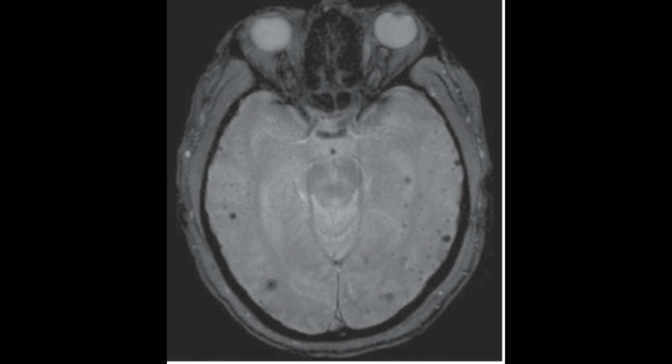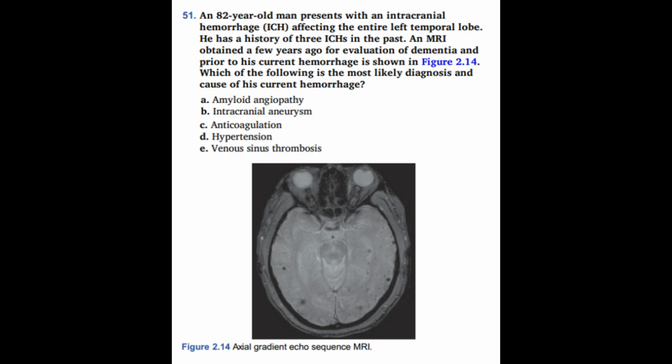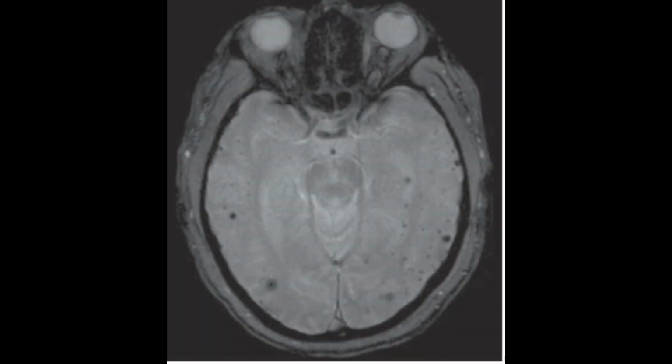Back to our question. Which of the following is the most likely diagnosis and cause of his current hemorrhage? A. Amyloid angiopathy. B. Intracranial aneurysm. C. Anticoagulation. D. Hypertension. And E. Venous sinus thrombosis. Let us take a look at our MRI again. What do you think?